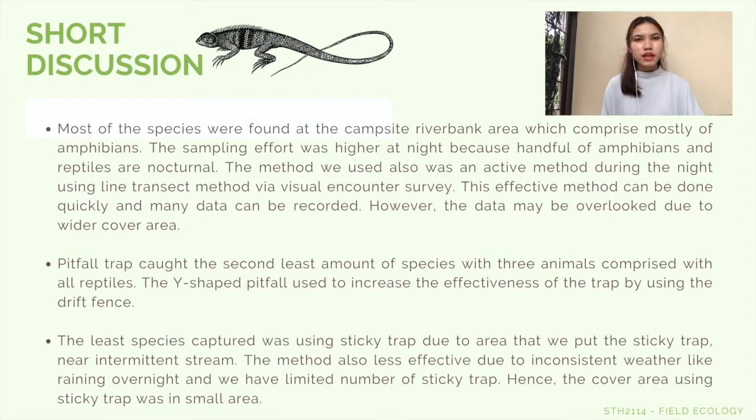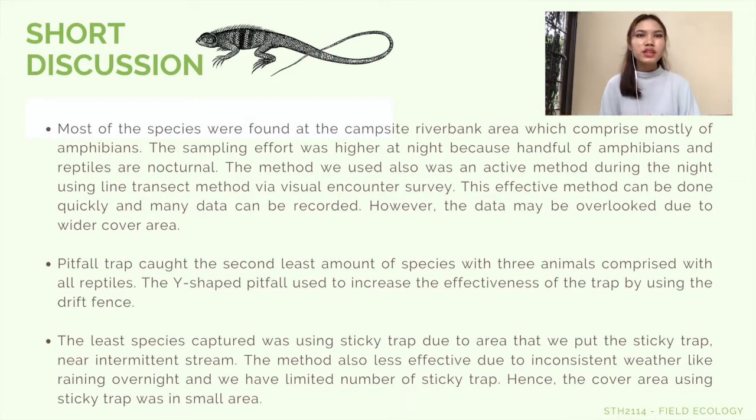The pitfall trap caught the second least number of species, with 3 animals, all reptiles, caught. The Y-shaped pitfall was used to increase the effectiveness of the trap by using a drift fence. The drift fence guides the reptiles to the pitfall trap instead of going away.